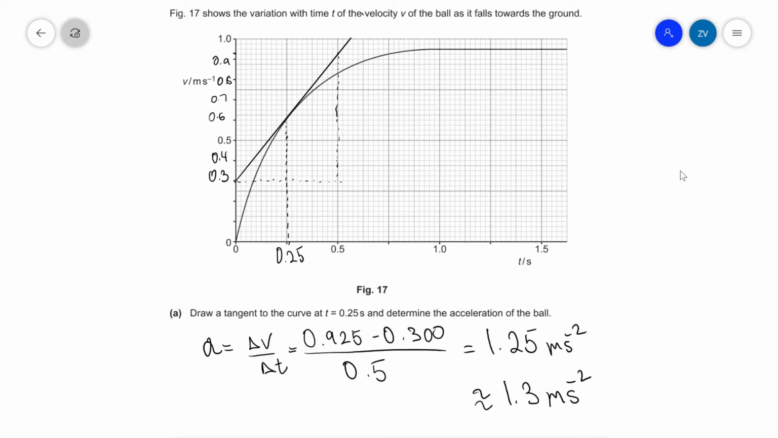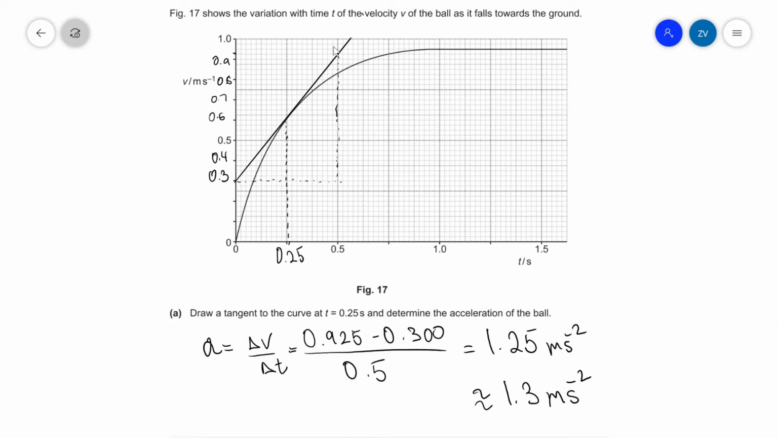So question 17, we have this figure which shows the variation with time t of the velocity of a ball as it falls towards the ground. Draw a tangent to the curve at t is equal to 0.25 seconds and determine the acceleration of the ball. Remember, in this v against t graph, because it's not a straight line, the acceleration will be given by the gradient of the tangent. So I've drawn this tangent here at that point.